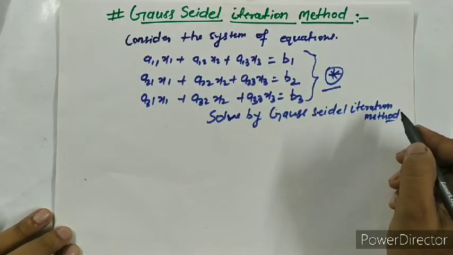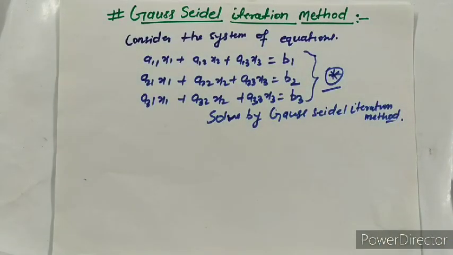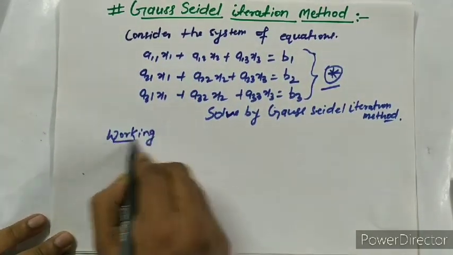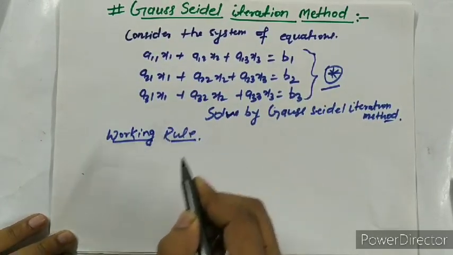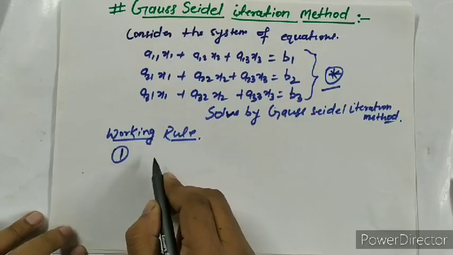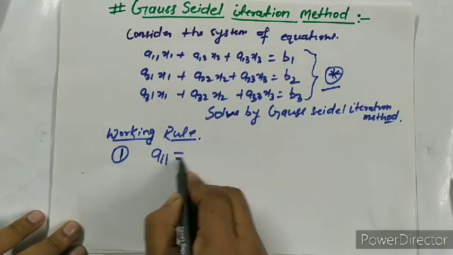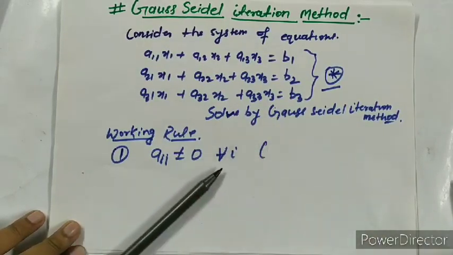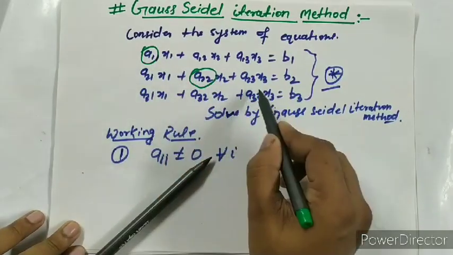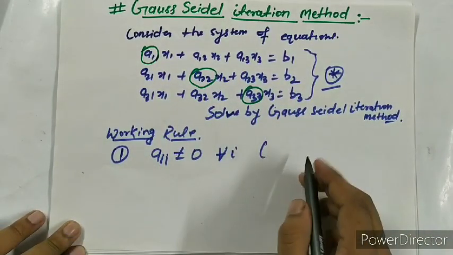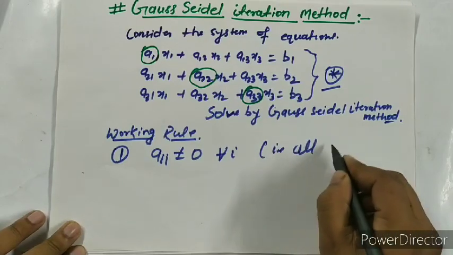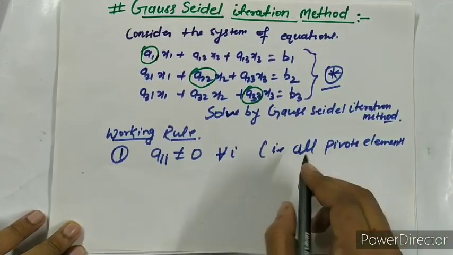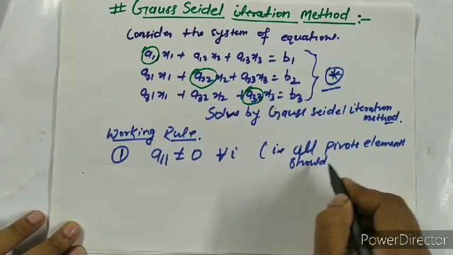Okay, so what is the working rule for the Gauss-Seidel method? The first working rule is, in the first step we have to check aii is not equal to 0 for all i, that is, all pivot elements should be non-zero.